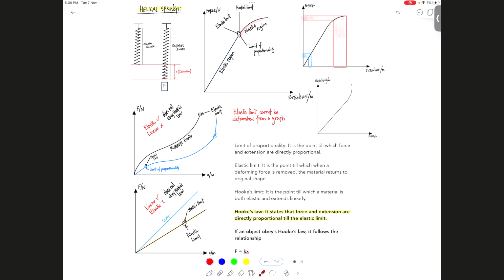Can we find the elastic limit of a spring without experiment? No, there's no way of doing that. You have to stretch the material and test the material. Okay, next class we will continue with the energy interaction of springs.